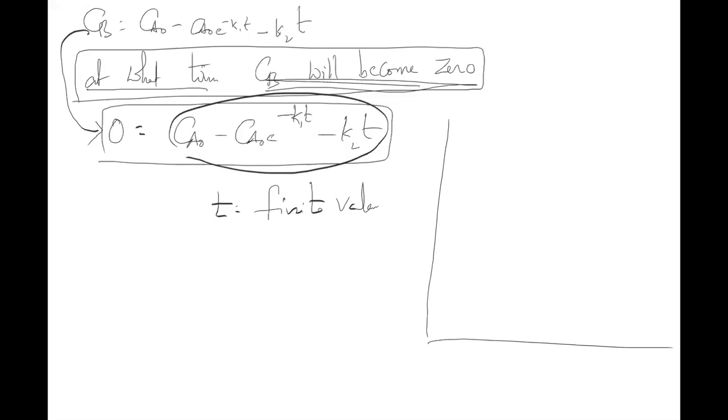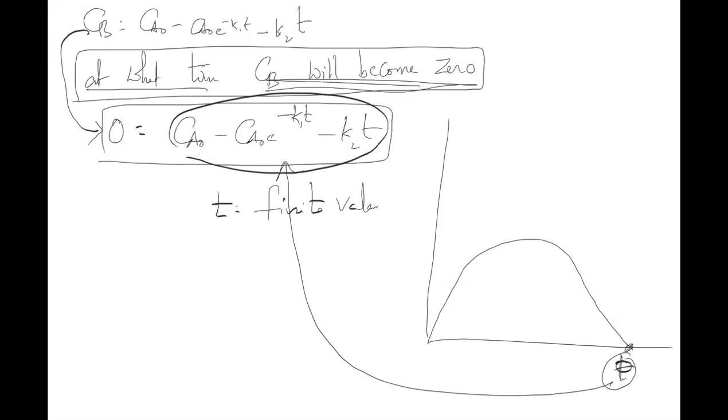You will get some finite value. CB will become 0 at some time here. It is definitely not infinity. At that time, how do you solve it? By solving this equation. It is a function of CA naught, correct. But the main thing you should understand is that it is not infinity, it is some finite value.